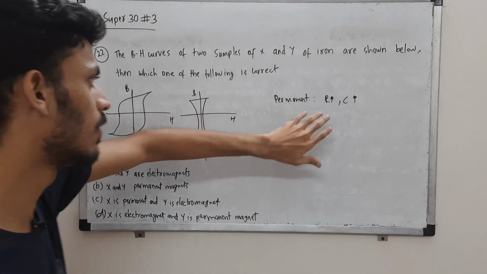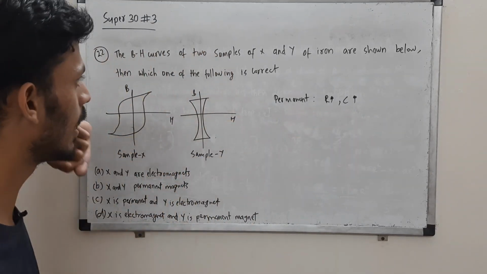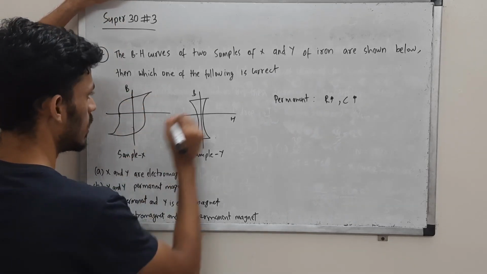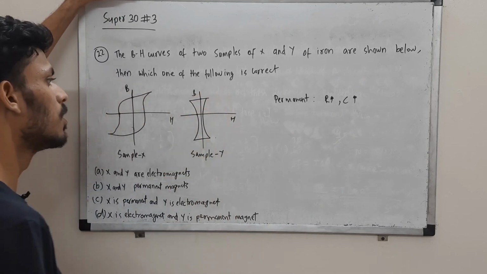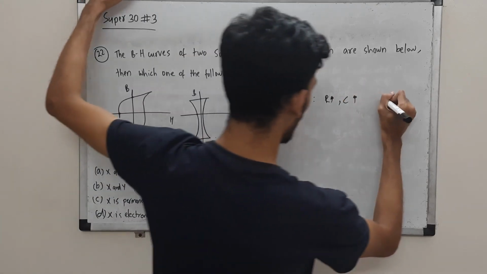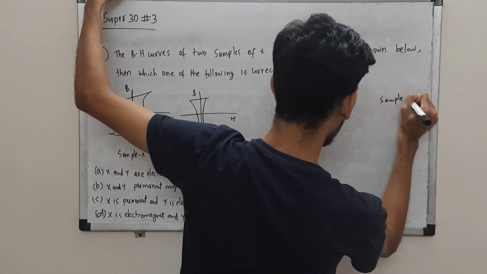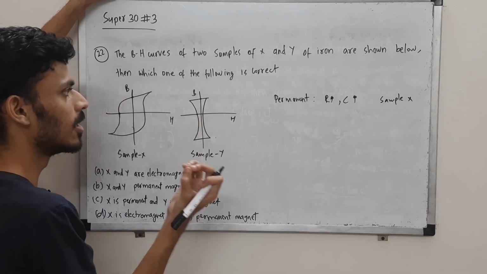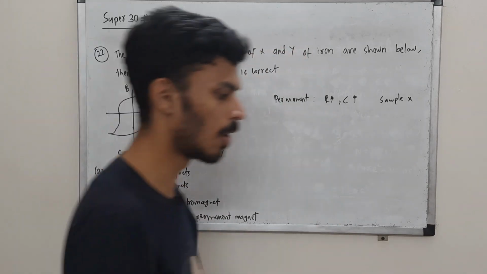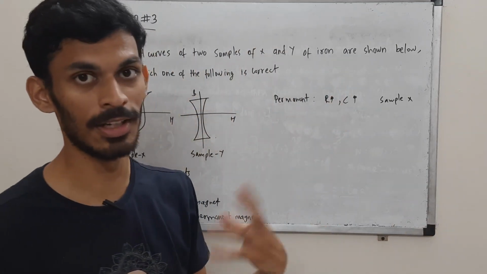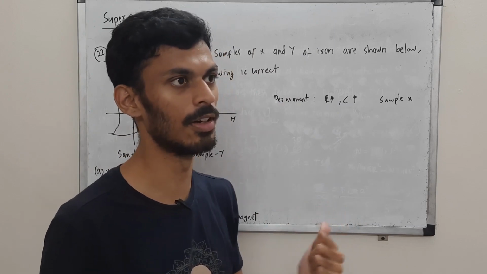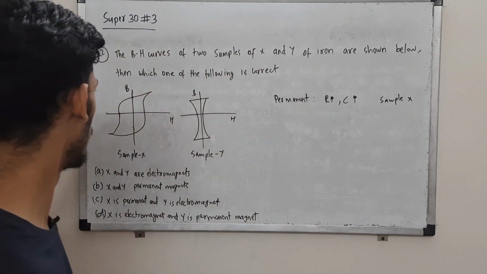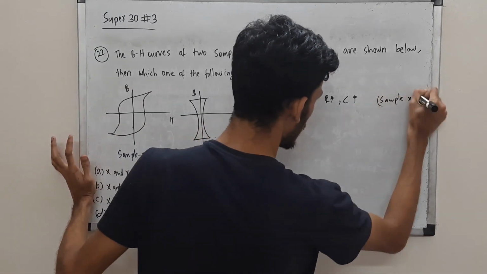So here, for a permanent magnet we want both retentivity and coercivity to be high. Basically it means these values, right? This is the retentivity, this is the coercivity. You can see that this is true in sample X. For sample Y the coercivity value is very low, retentivity is almost comparable, coercivity is very low. So if you want your material to be a permanent magnet, coercivity should be high, right? When you apply a reverse current, the magnetism should not die easily. So coercivity should be high, which is in the case of sample X.